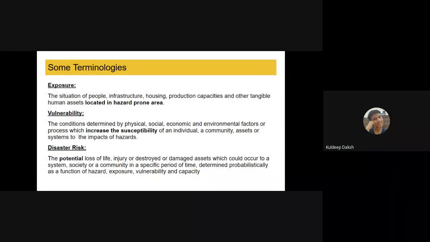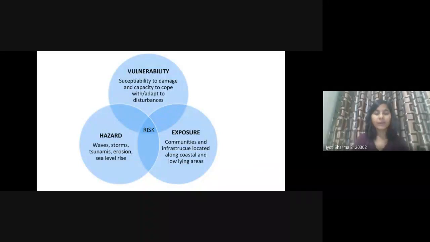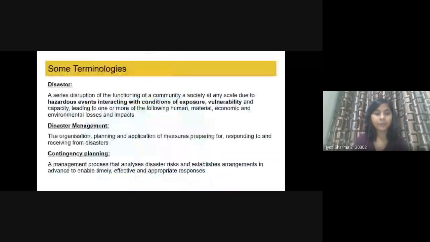Yes, ma'am. Okay, then we have the disaster risk. This is the potential loss, like in case there is a cyclone, in case there is a flood, how many people can die, how many houses can be broken, how many things can happen. Such kind of things will come under the disaster risk. So if you see here, if we have the vulnerability, hazard, exposure, it will create a risk. Okay, then disaster we have already covered.